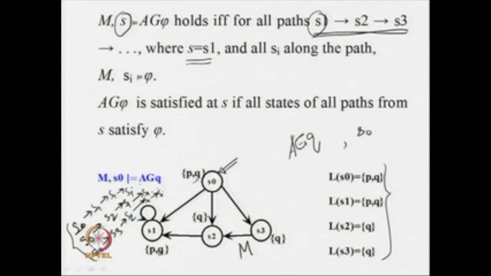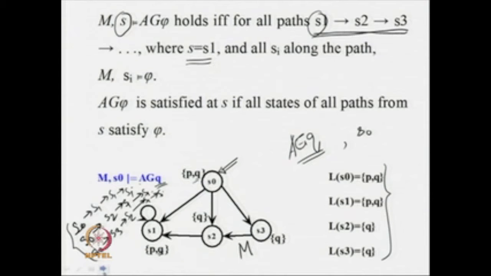And in the third path, again we are going to get S0, S3, S2, S1, S1, S1 like that. And in all the steps, we are going to get that q is true. That means, in all paths we have seen that phi, or q in this example, is true. So, we can say that AG q is true in this particular state S0. So, we say that in model M in state S0, AG q holds. This is the way we look for the meaning of AG phi.